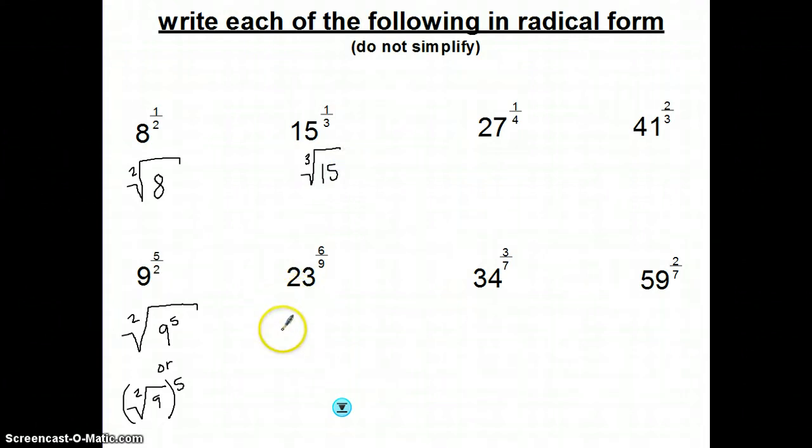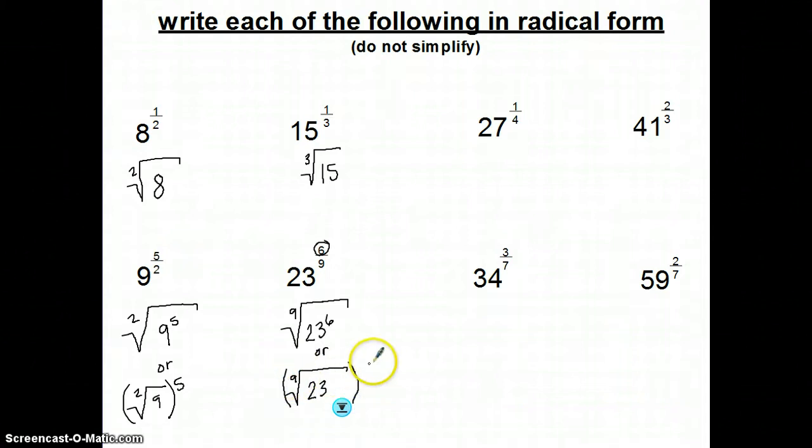And down below, the 9, the denominator of my exponent, becomes the index of your radical, and the 6, the numerator, stays with that 23. So I have 23 to the 6th power, or, as we mentioned before, you may bring that exponent of 6 out to the outside of the radical. So instead of 23 to the 6th inside, I may raise that entire radical expression to the 6th power.